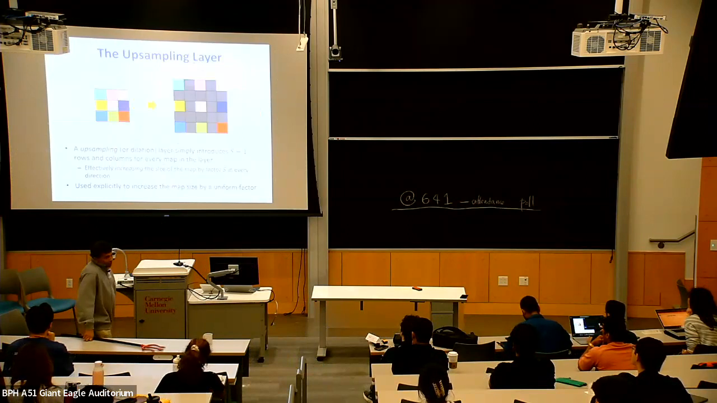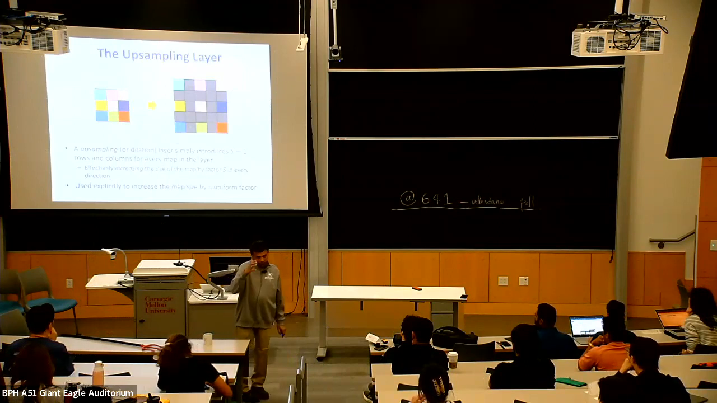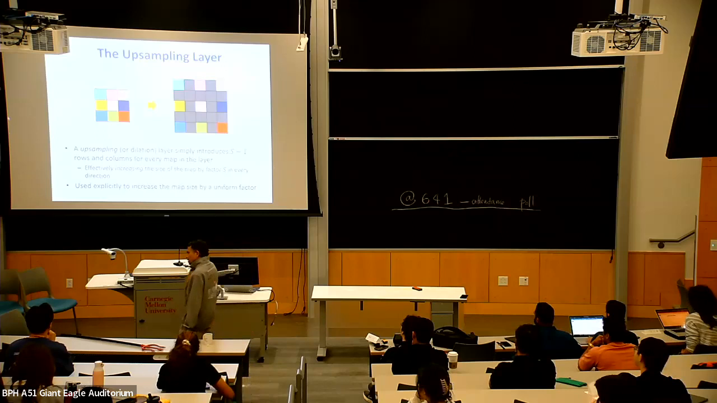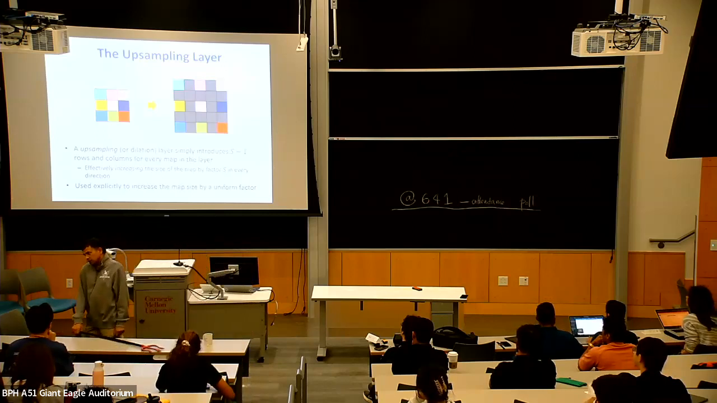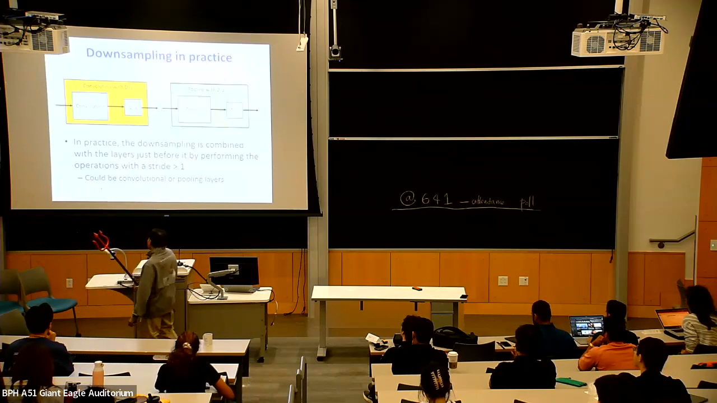And the upsampling layer does the reverse. You just pull the thing out, and in the gaps, you just introduce zeros. So this is how you would upsample if you were upsampling by a factor 2. You just separate the whole thing out and introduce zeros. It's all very simple, right?